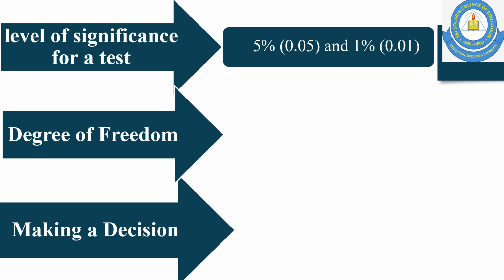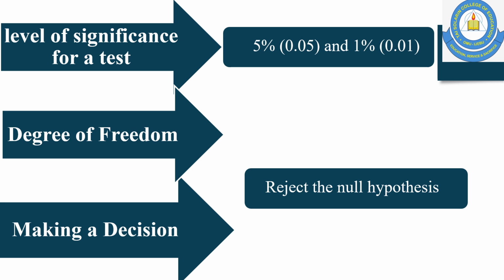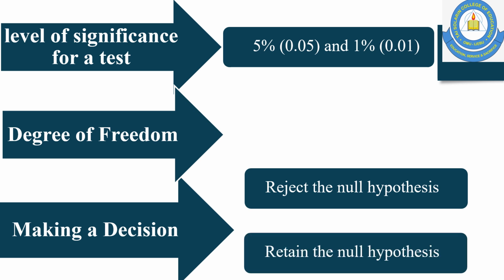Making a decision in any research study. We use the value of the test statistic to make a decision about the null hypothesis. This decision is based on the probability of obtaining a sample mean, given that the value stated in the null hypothesis is true. So if the probability of obtaining a sample mean is less than 5% when the null hypothesis is true, then the decision is to reject the null hypothesis. And if the probability of obtaining a sample mean is greater than 5% when the null hypothesis is true, then the decision is to retain the null hypothesis.